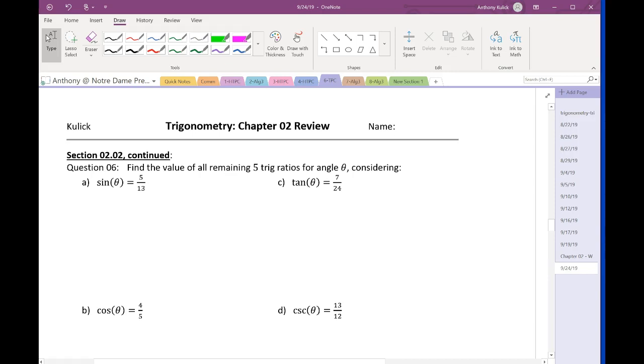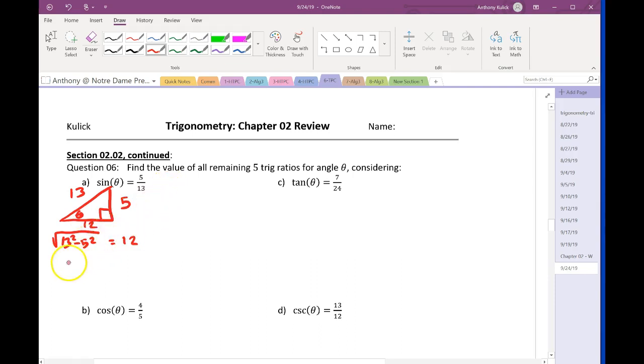So it says in question 6, find the value of all remaining 5 ratios for angle theta. So I would start by drawing myself a triangle and labeling my angle theta. So I know sine is opposite over hypotenuse. To figure out that third side, I can use the Pythagorean Theorem. To do that, I get 13 squared is 169, minus 5 squared is 25, 169 minus 25 is 144, and the square root of that is 12.